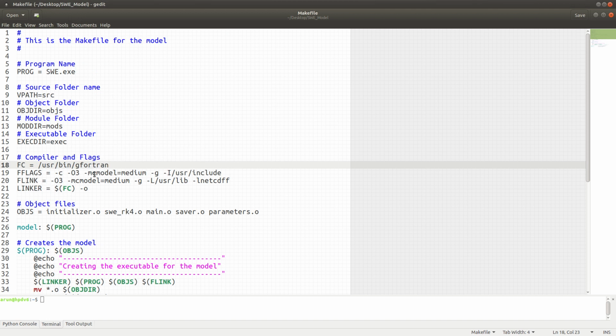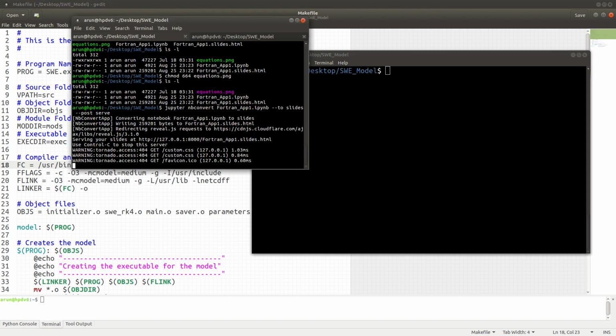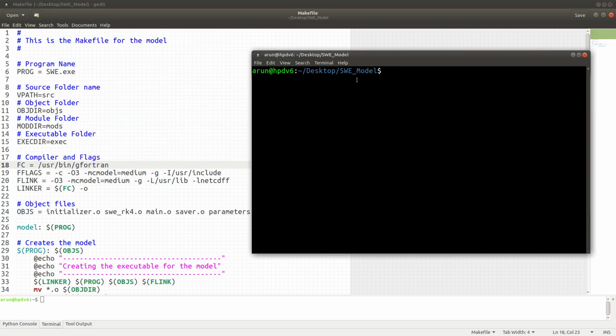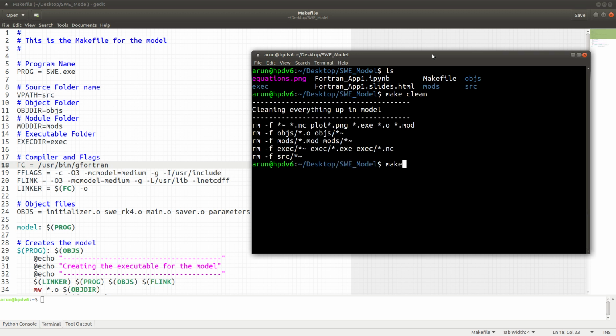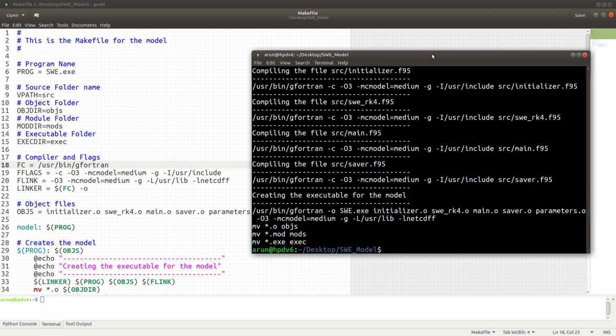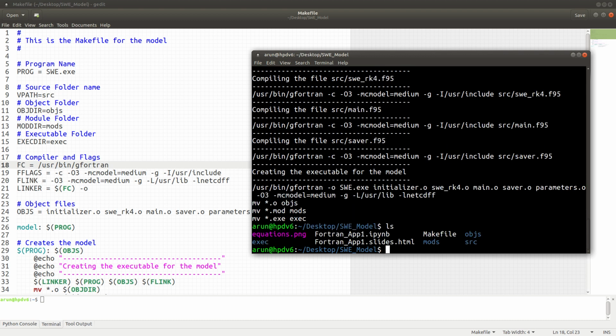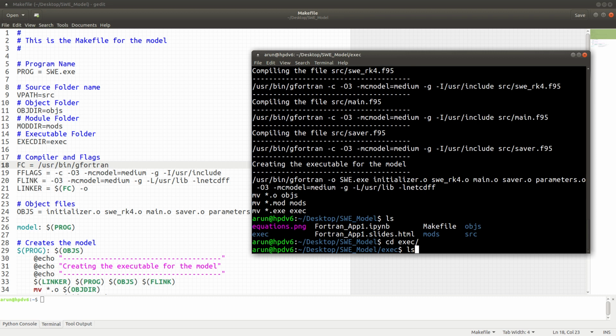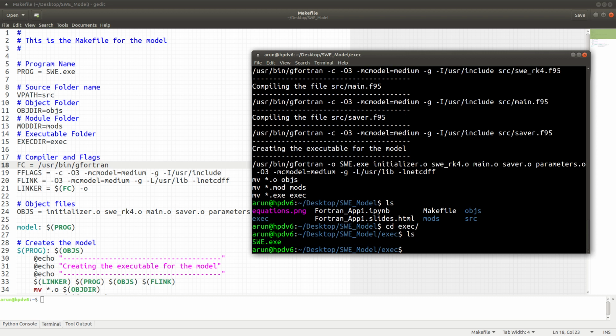So here we go. Yeah, I think we can minimize this. Now if I type make clean to clean everything up, and then type make, there we go, the compilation is done and we also have the object files compiled. If you look at this with ls, it looks like there is nothing. But if you go to the exec folder, there's the executable sw.exe.